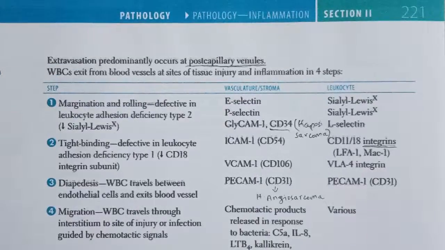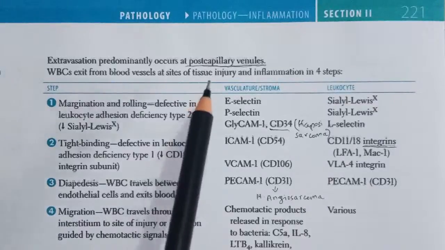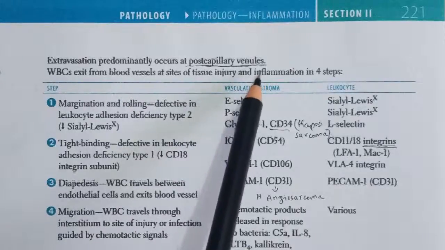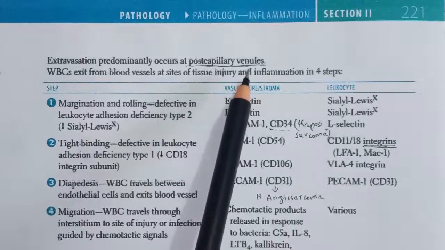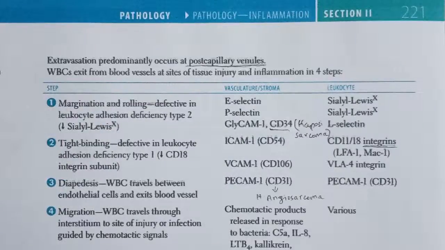Leukocyte extravasation we have seen here. We need to know this step of extravasation in order to understand what they are talking about in leukocyte adhesion deficiency. Leukocyte extravasation generally occurs in the postcapillary venules. Remember this, number one thing you need to know. And there are two pools of neutrophils: one attached to the endothelium and one circulating.